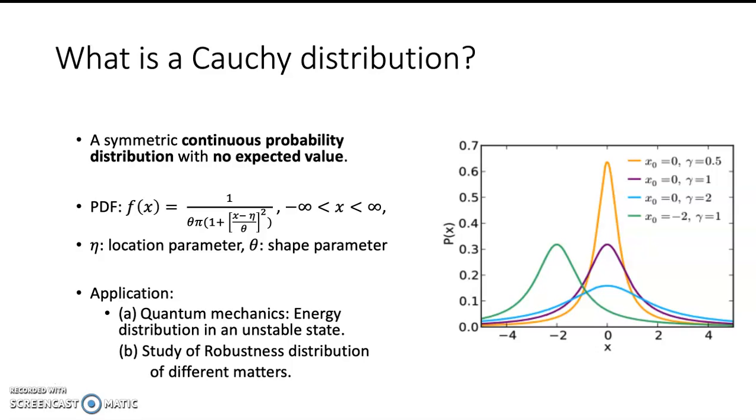Notice that if we tweak the value of x0, the center of the PDF is going to have a displacement to the left if we change it to -2. And by changing different values of theta, which is the shape parameter, we can see that the flatness of the PDFs is going to change. And for the application part, a Cauchy distribution is widely used in quantum mechanics, when scientists measure the energy distribution in an unstable state. And also in the study of robustness distribution of different matters, scientists use the Cauchy distribution to measure the randomness of a matter.